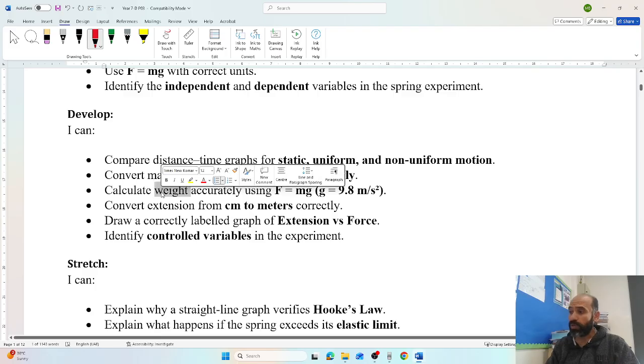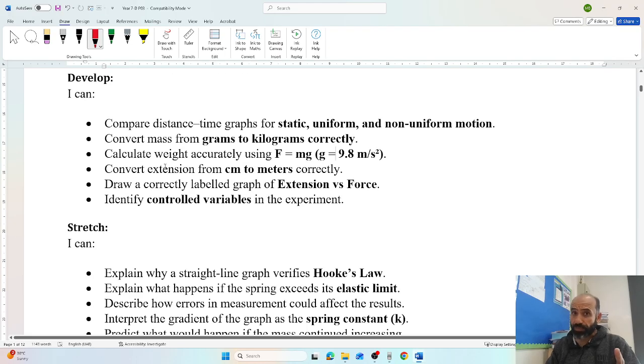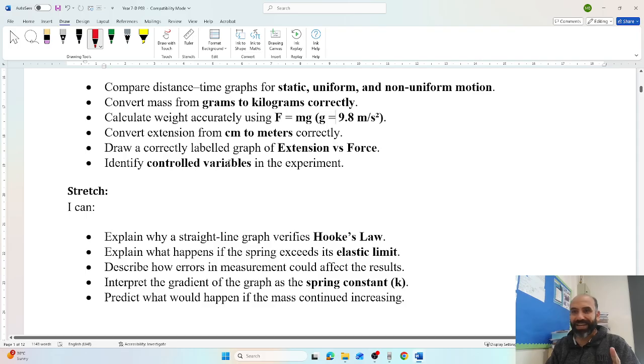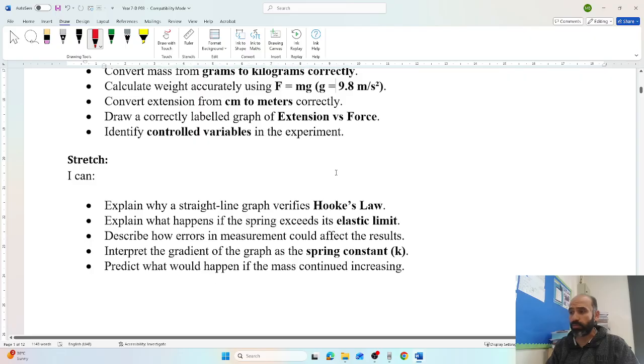Also, you will be able to calculate the weight by using the formula weight or F is equal to m times g, in which g is equal to 9.8 meters per second squared. Also, you will be able to convert from centimeters into meters just by dividing the number in centimeters by 100. You will correctly draw a labeled diagram for the extension versus force. So you will be able to represent Hooke's law graphically. And finally, you will identify the control variables for this experiment.